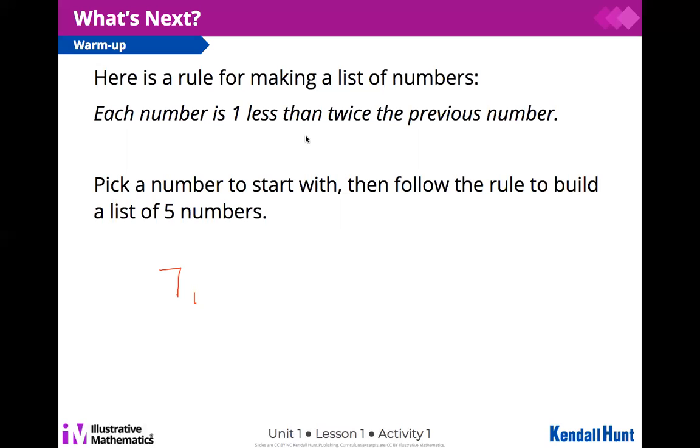Okay, 7. So let's see. Each number is one less than twice the previous number. So this next number right here after 7 is one less than twice the previous. So twice the previous number is 7 times 2, which is 14, and one less would be 13. So that'd be my second number because 13 is one less than twice the previous. Let's do this with the next one. I'm going to double 13. That's 13 times 2 is 26. 26 minus 1 is 25. Okay, there's my third item.